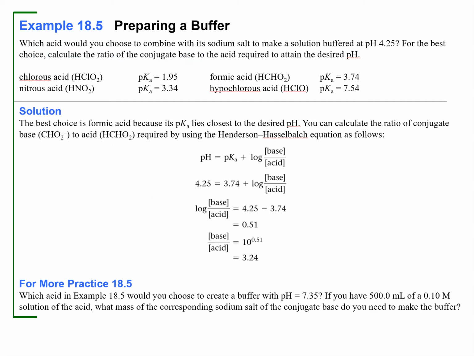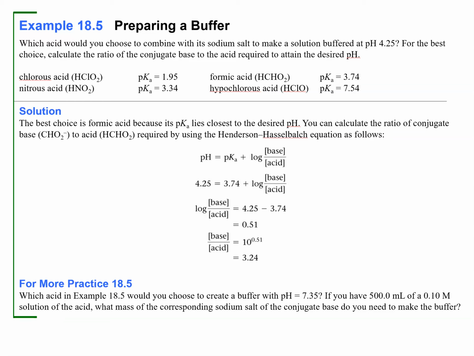So, an example, preparing a buffer. Which acid would you choose to combine with a sodium salt to make a buffered solution at a pH of 4.25? For whatever reason, you need a buffer solution at 4.25. And you have a host of different weak acids you might be able to utilize. You can use chlorous acid, nitrous acid, formic acid, or hypochlorous acid. And they all have unique pKa's. But we want to pick the pKa that's closest to our target pH of 4.25 to give us the most effective buffering capacity.